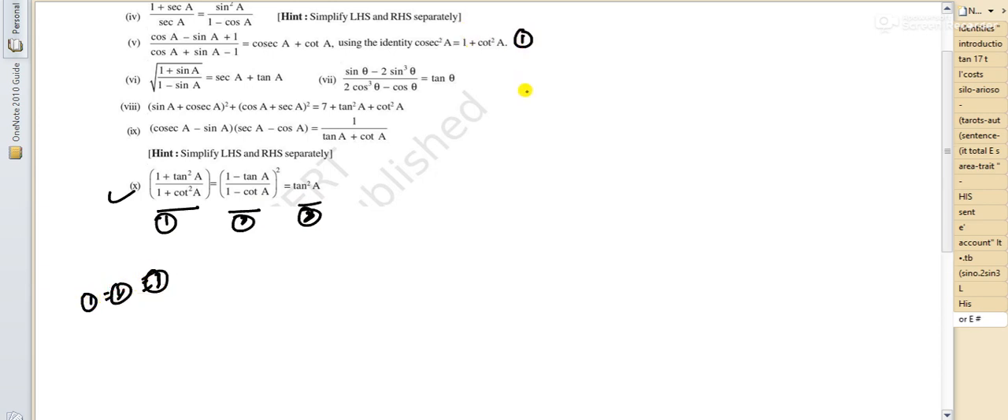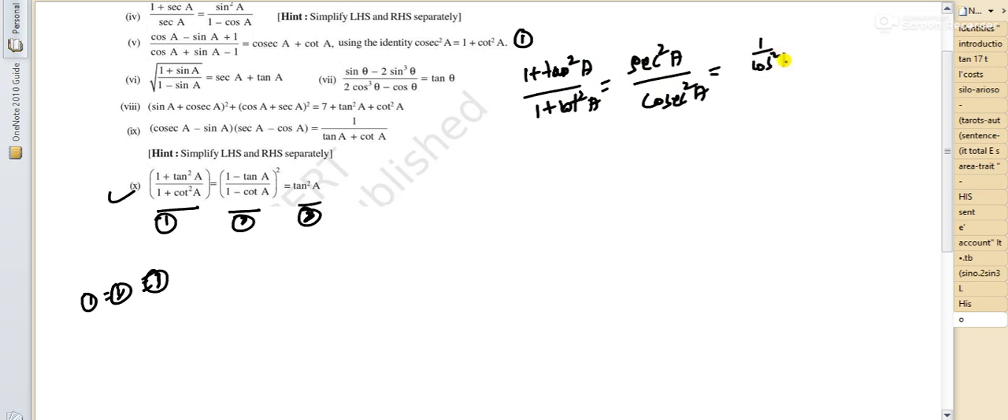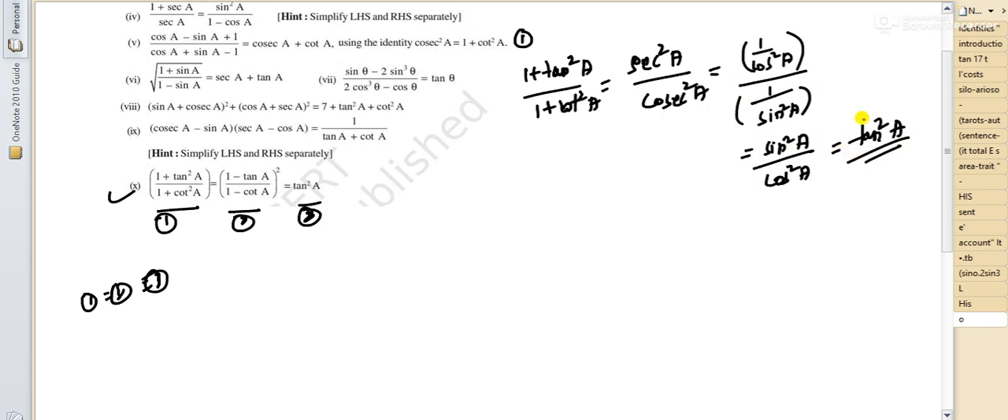So I will be taking equation 1. So what is 1 plus tan square a and 1 plus cot square a? Yes, it is sec square a as per the identity, and this is cosec square a. So in the form of sine and cos, this can be written as 1 by cos square a, and this can be written as 1 by sine square a. So when this comes to numerator, this becomes sine square a by cos square a, which is equal to tan square a. So this is proved. Now this is equal to 3. So 1 and 3 are proved.